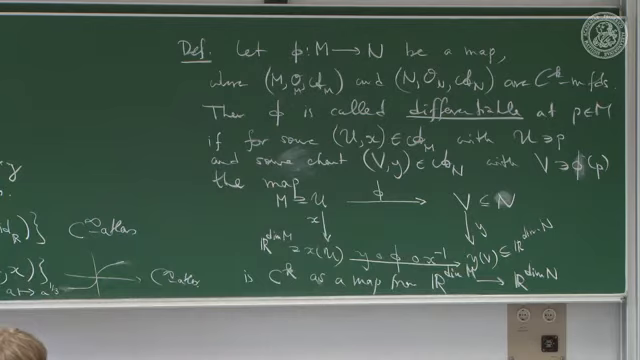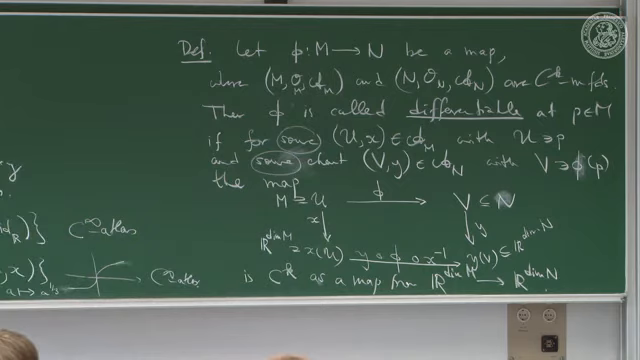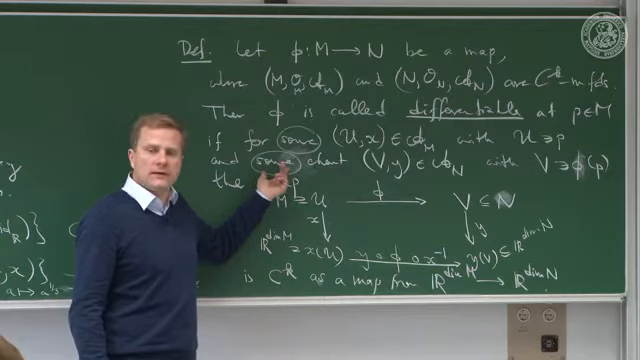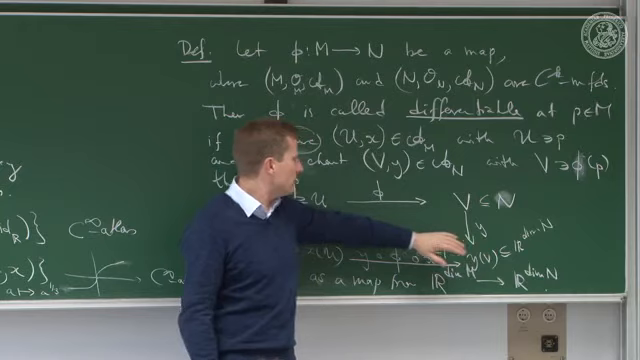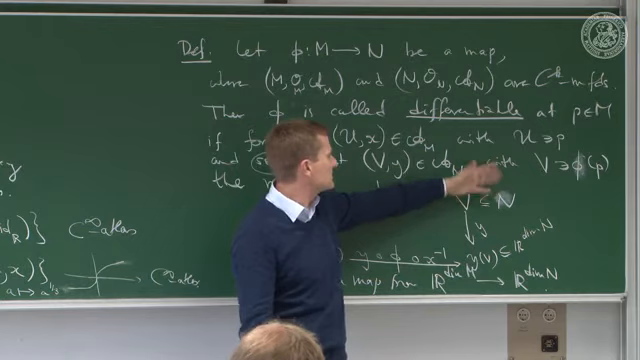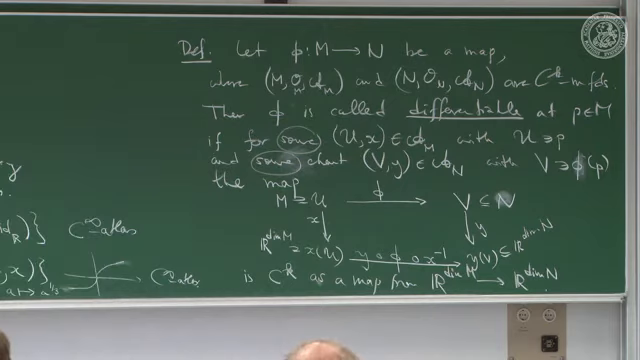of that map. Now, that sounds all very good, but here I wrote, if for some chart here and some chart in the target, this is true. Now, we need to worry about whether this notion of differentiability of the map up here depends on what charts I have chosen. What if I had chosen different charts around the point of interest and the target, the image of the point of interest, and had checked the differentiability there? Well, I need to show well-definedness of this notion.